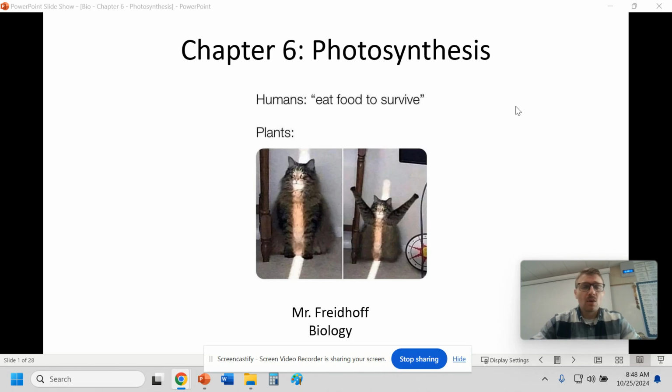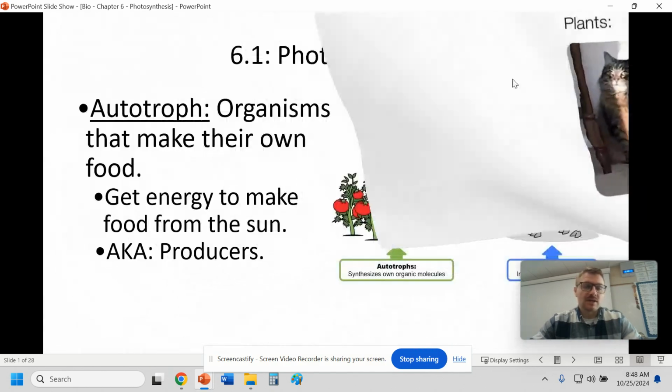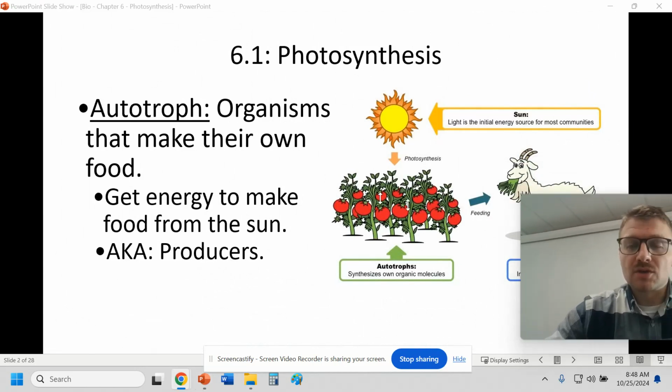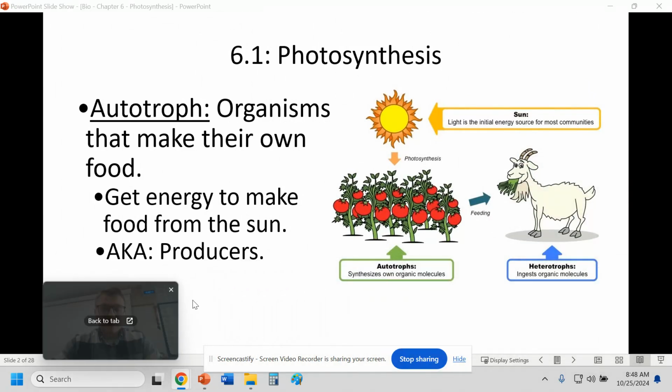So we're going to jump into photosynthesis, and you can see by this meme, we're going to be talking about how plants take in light and use that energy to make their own food. We tend to know these organisms as autotrophs. We also know them as producers, but we like to use the word autotroph, auto meaning self. So they make food for themselves.